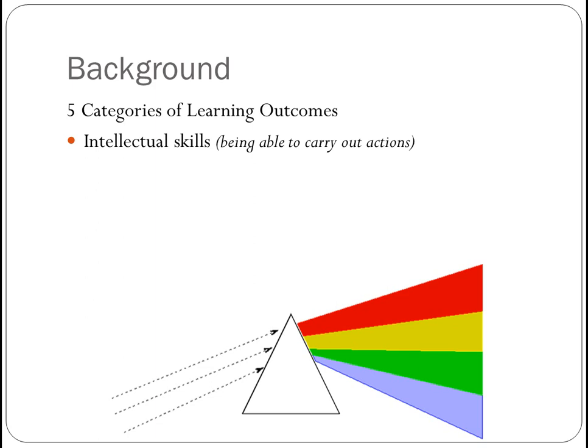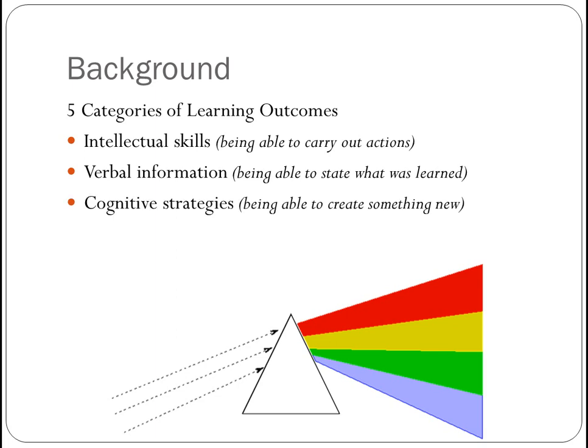Intellectual skills is being able to carry out actions, such as knowing how to do something. Verbal information is being able to state what was learned, such as any knowledge that you acquire. Cognitive strategies is being able to create something new, such as problem solving.